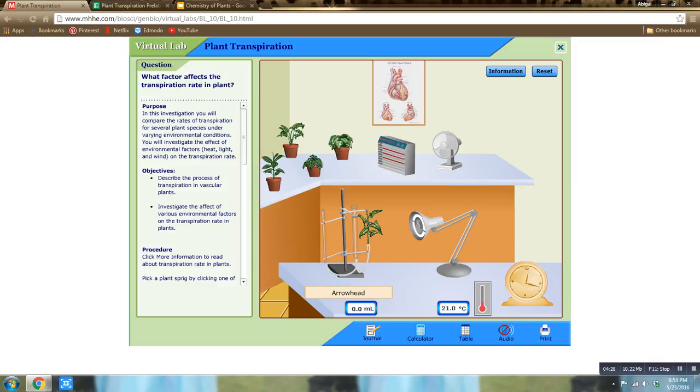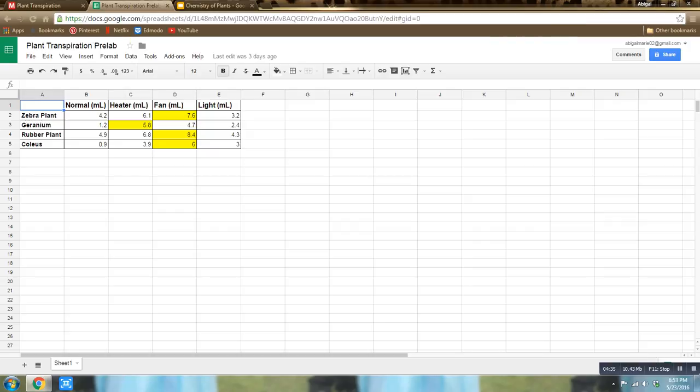Then we're going to look at a data table and compare. So for the zebra plant, its normal was 4.2 milliliters, and the fan caused its transpiration rate to increase the most. And the geranium had 1.2 normal, but the heater caused it to increase more than the fan did. And the rubber plant had 4.9 milliliters normally, and the fan caused it to increase to 8.4 milliliters. And the Coleus had 0.9 milliliters normally, and the fan caused it to increase to 6 milliliters. So overall, the fan caused it to increase the most.